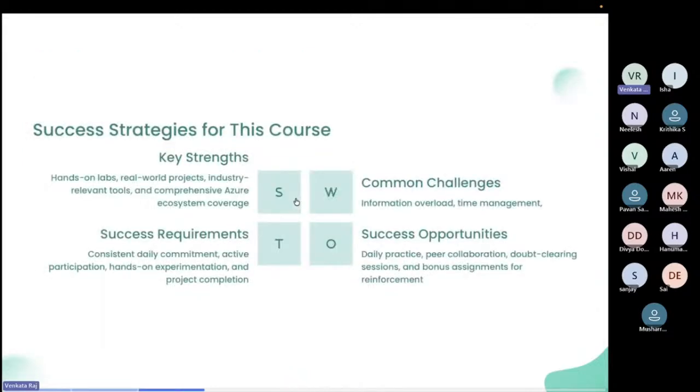So these are some of the success strategies that we usually talk about with our associates. What we wanted to tell you is the strengths of this course: you have hands-on demos, and you have projects, which I'm going to talk about in a bit. We have tools that are used across the industries like Databricks, Kafka, Spark, and ADLS, ADF. Like I said, it is all about Azure. So these are some of the strengths focused on this course.